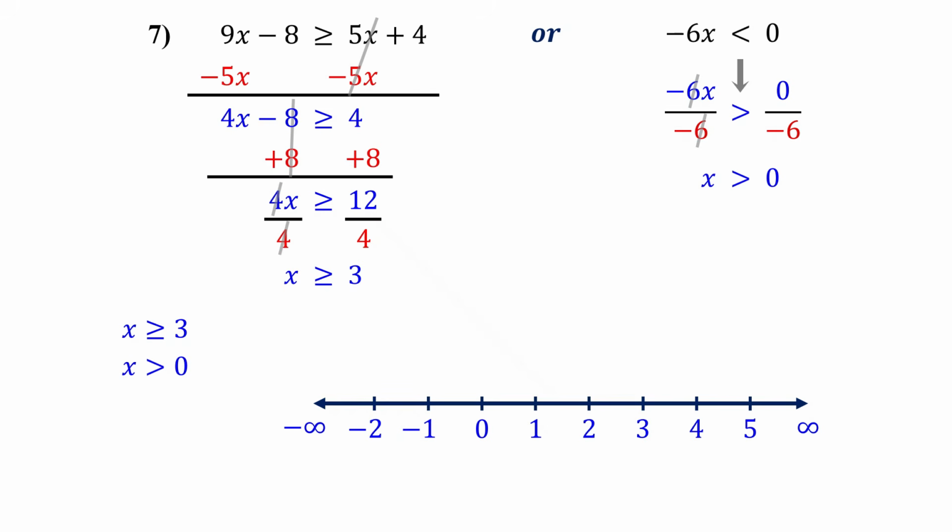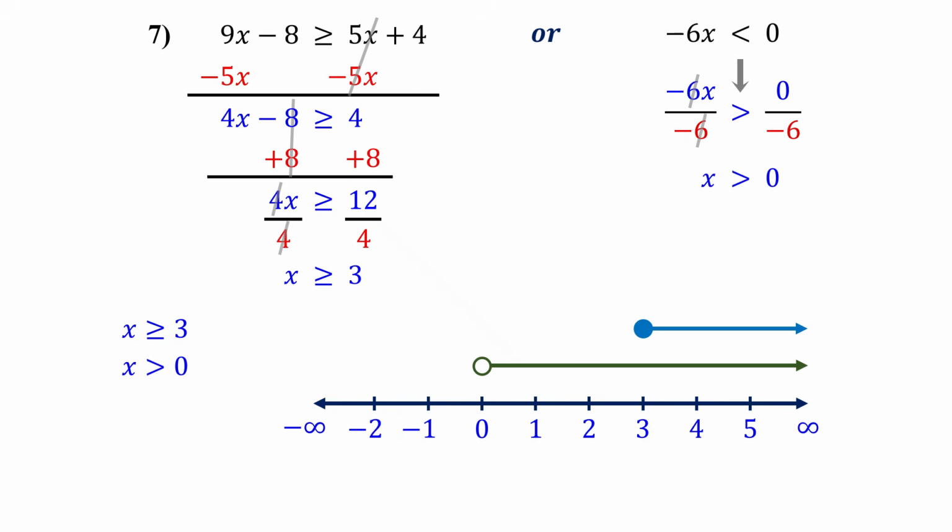For x is greater than or equal to 3, mark a closed circle at 3 to show it's included. Then shade to the right to show all numbers greater than 3. For x is greater than 0, mark an open circle at 0 to show it's not included. Then shade to the right to show all numbers greater than 0. Now look at that, both graphs shade in the same direction.